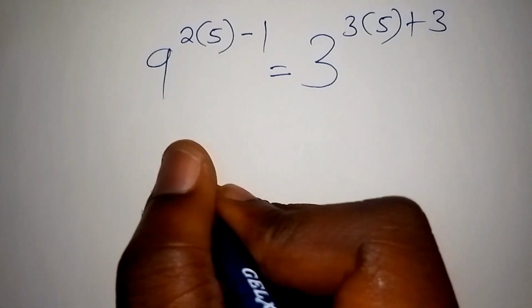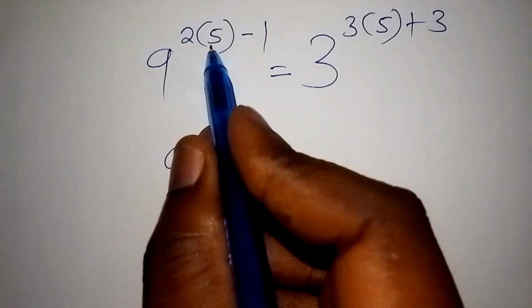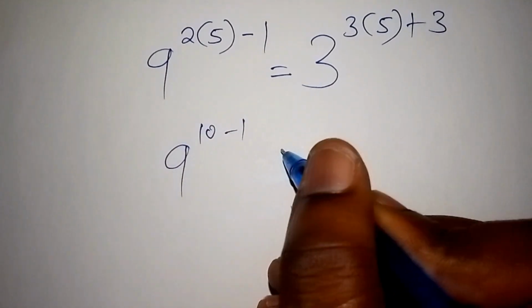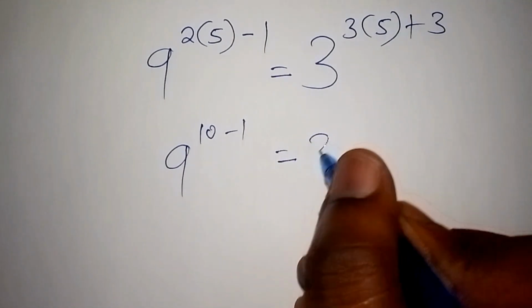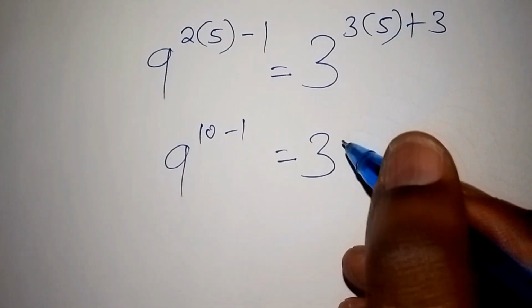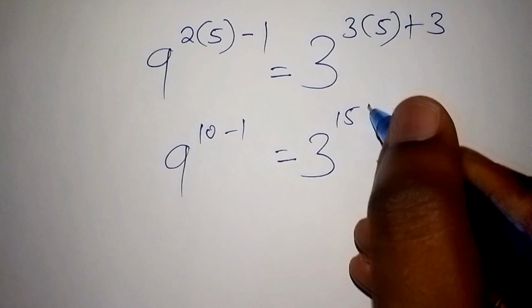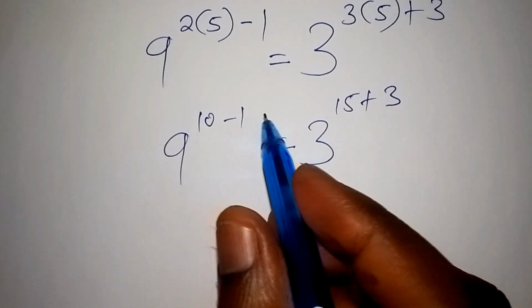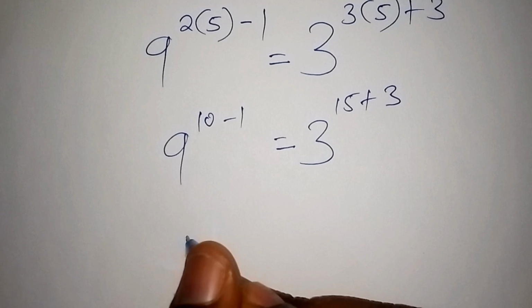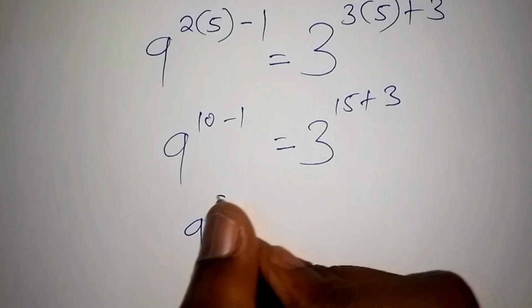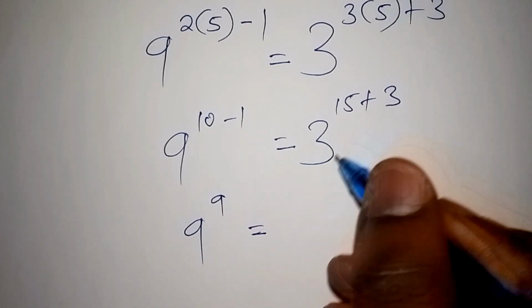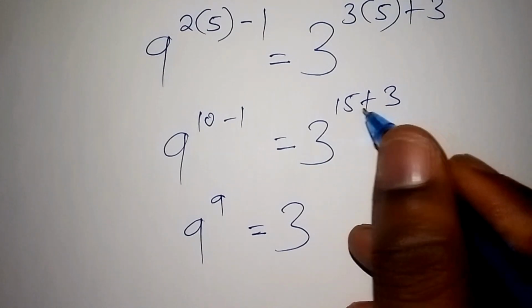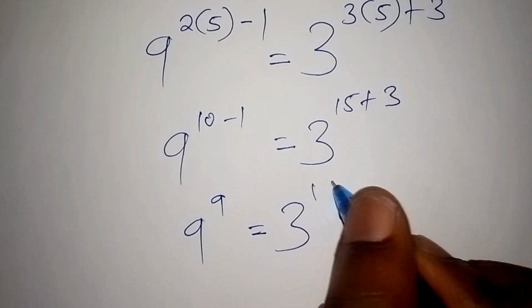When you work out this maths problem, we shall have 9 to the power of 2 multiplied by 5, which is 10, so 9 to the power of 10 minus 1, is equal to 3 to the power of 3 times 5, which is 15, plus 3. When you work it out, 10 minus 1 is 9, so we have 9 to the power of 9 is equal to 3 to the power of 15 plus 3, which is 18.